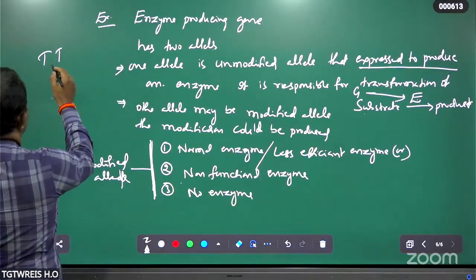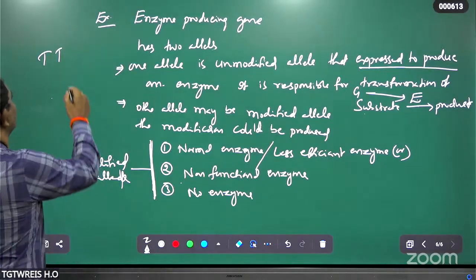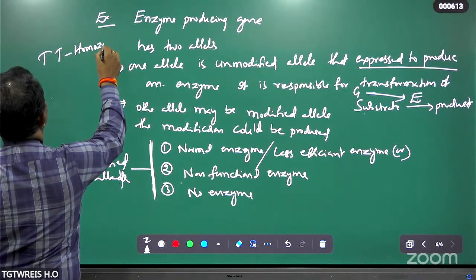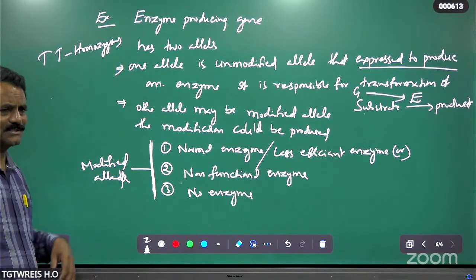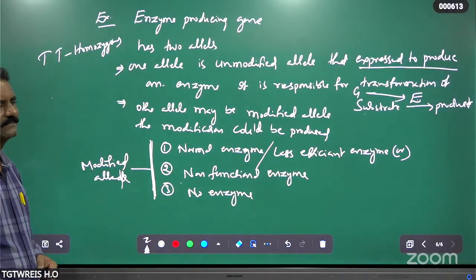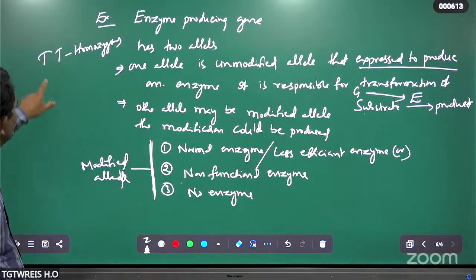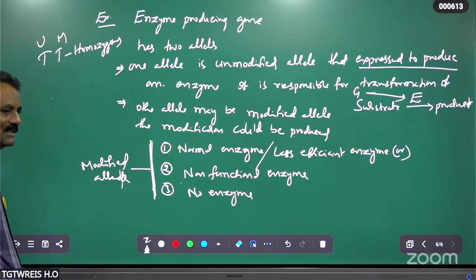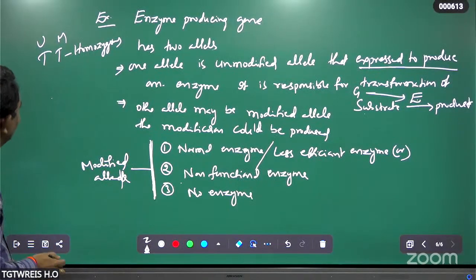So these conditions are common, right? Then it becomes homozygous. Here both alleles are involved in the expression of a phenotype. It is unmodified allele, and it is modified allele. Modified allele is equal to unmodified allele. So both can produce the enzyme, right?